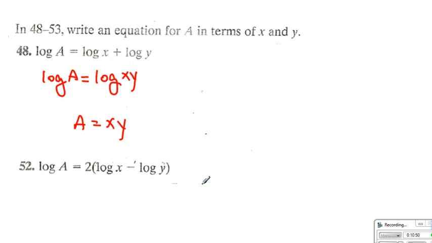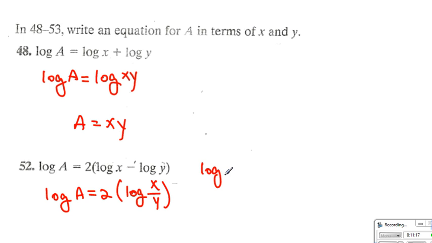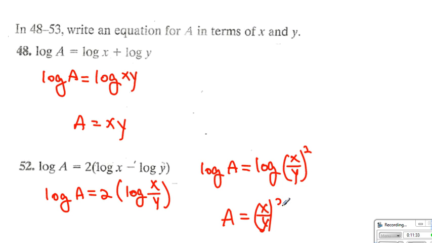Now, log of a is equal to 2 times log of x over y, because subtraction implies the division of the values, and then using the reverse of the power rule, we end up getting log of a is equal to log of x over y, all squared. Then we realize that a must be equal to x over y squared.